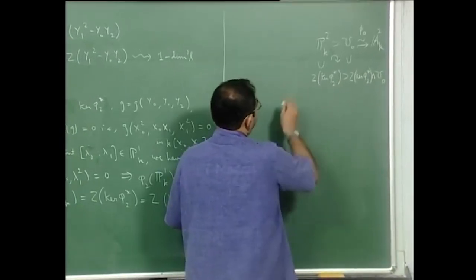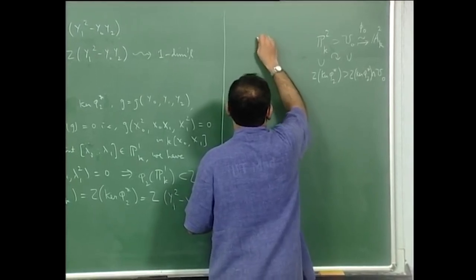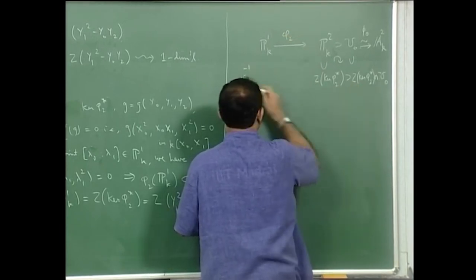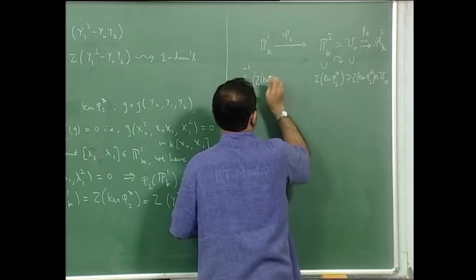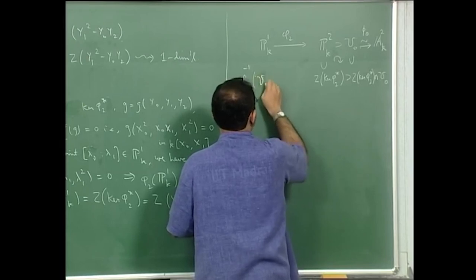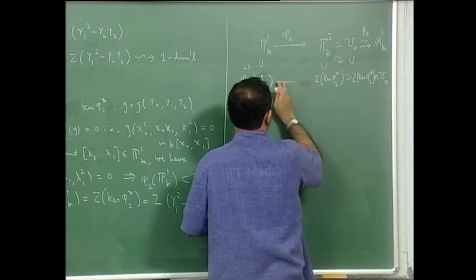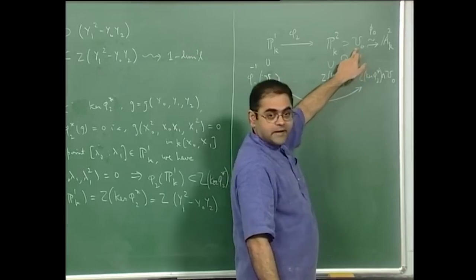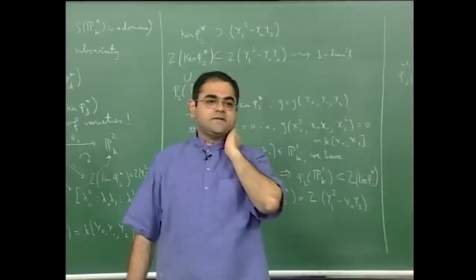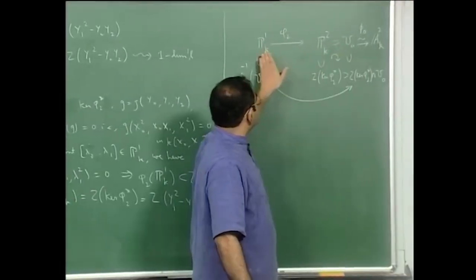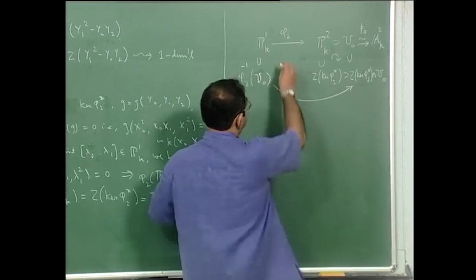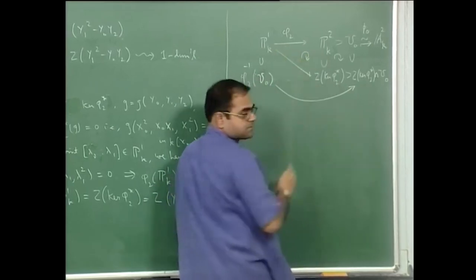So I have P1 to P2, I have this phi 2, and if I take phi 2 inverse of U0, it will land inside this. So I have U0, U1 and U2, the three A2s that cover P2, and I am working with U0, and I am taking the inverse image of U0. Taking the inverse image of U0 under phi 2 is the same as taking the inverse image of U0 intersection Z kernel phi 2, because Z kernel phi 2 is the image that we have already seen. The map factors like this.